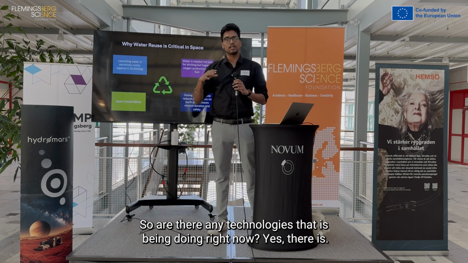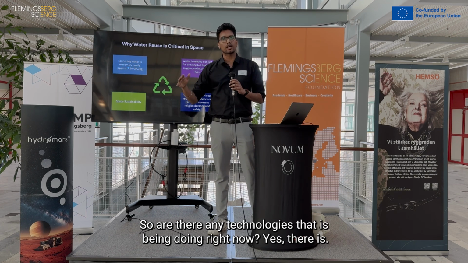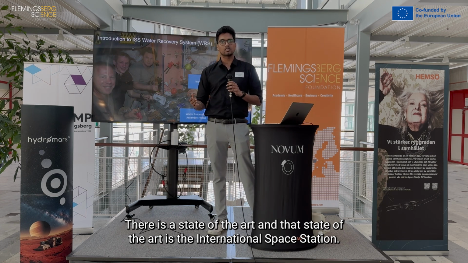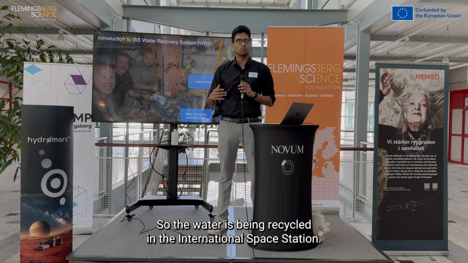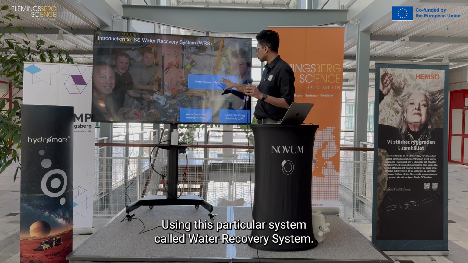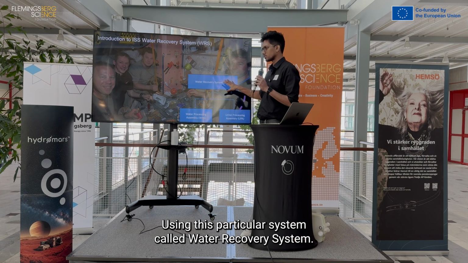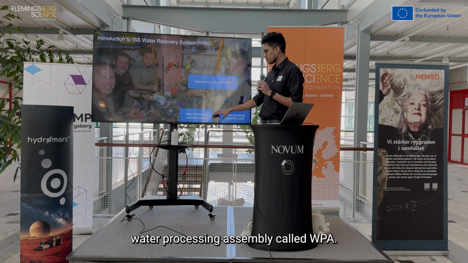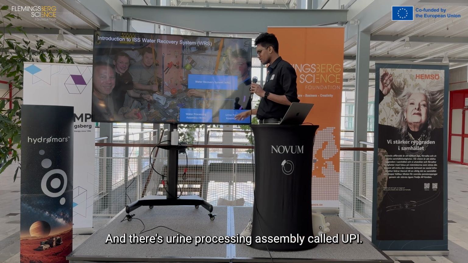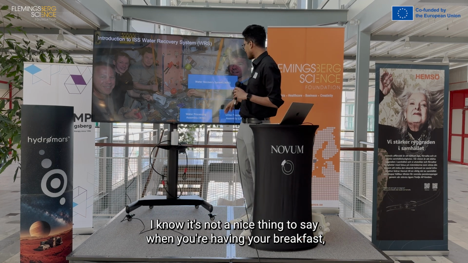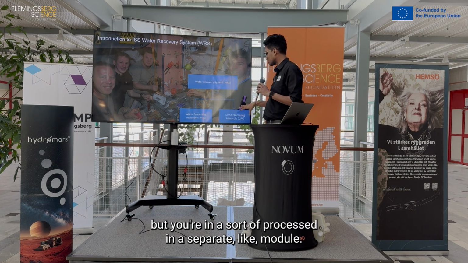So are there any technologies being used right now? Yes, there is a state of the art, and that state of the art is the International Space Station. The water is being recycled in the International Space Station using a system called the water recovery system. It has 2 different modules: the water processing assembly, called WPA, and the urine processing assembly, UPA. I know it's not a nice thing to say when you're having your breakfast, but urine is processed in a separate module.